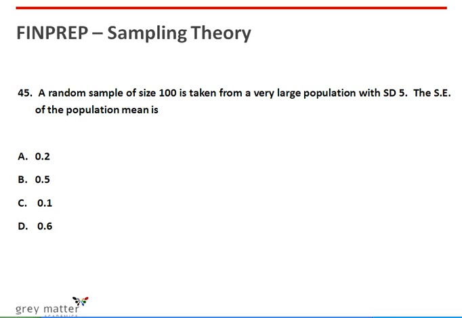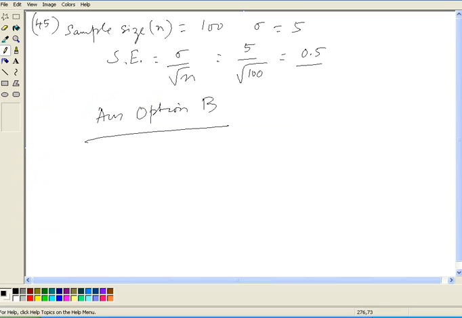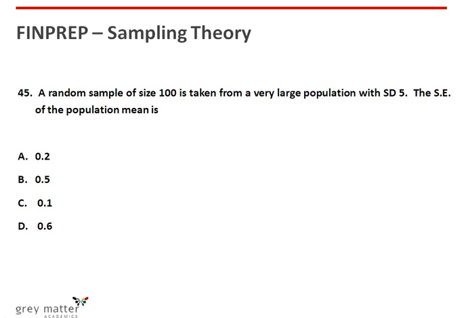45th problem. A random sample of size 100 is taken from a very large population with a standard deviation of 5. The standard error of the population mean is worked out as follows. Using the formula for standard error as sigma by root of small n, sample size small n is equal to 100 and sigma, standard deviation of the population, is 5. So 5 by root of 100, which is nothing but 0.5. So the answer is option B. So going by our PowerPoint presentation, it is B option, which is 0.5. So the standard error of the population mean is 0.5.